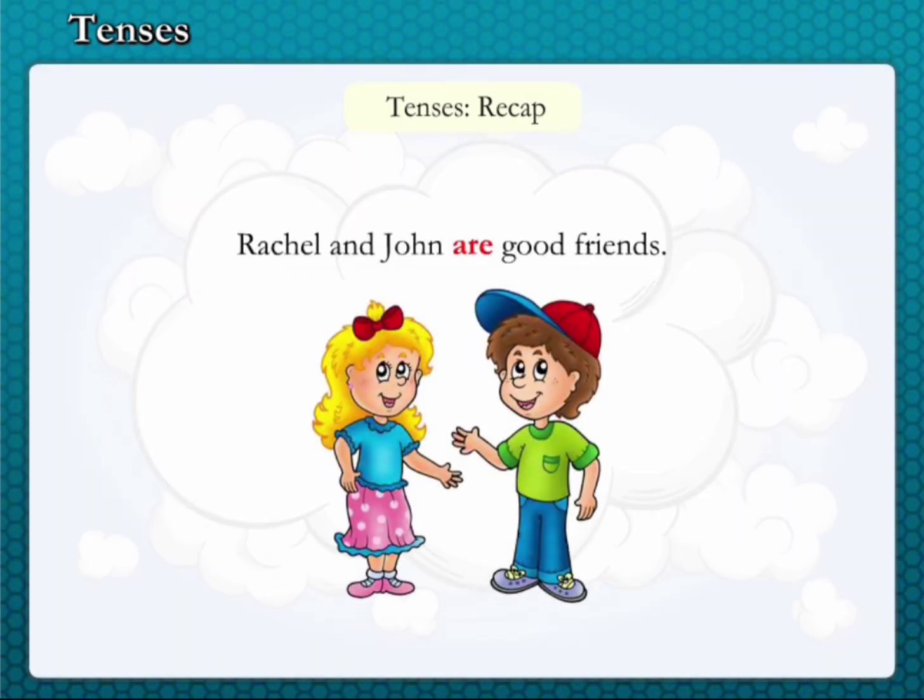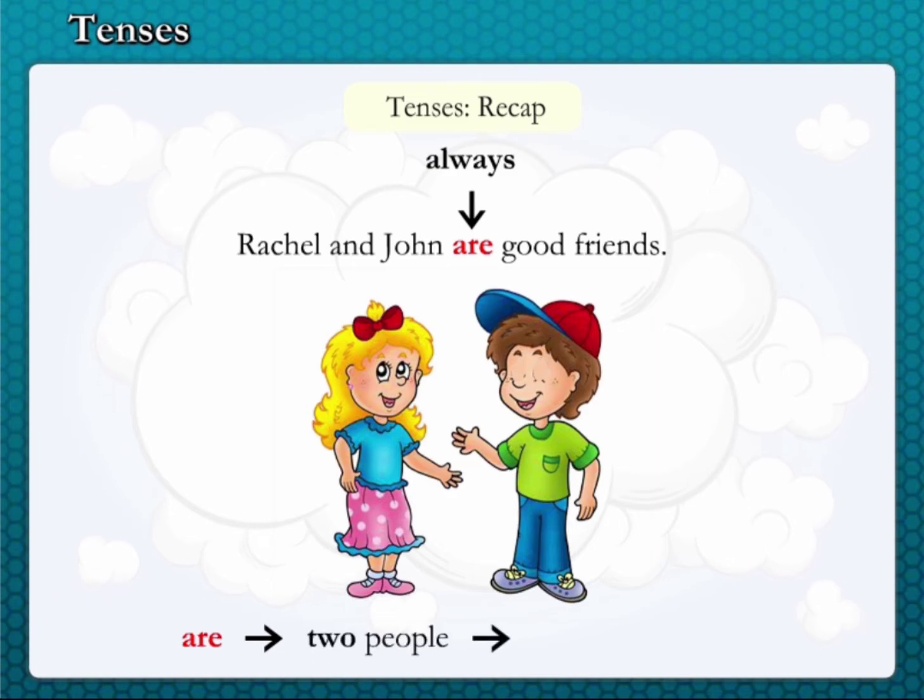Rachel and John are good friends. What does the word are mean in this sentence? It means that Rachel and John are always good friends. Why did we say are and not is? We said are because we are talking about two people here, Rachel and John.